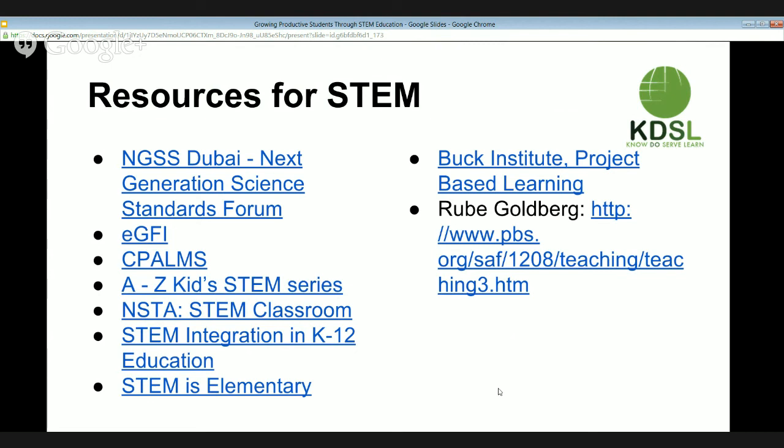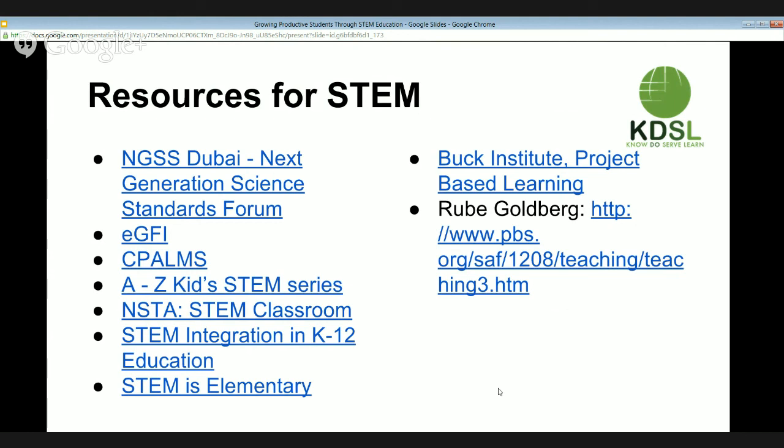NSTA STEM Classroom is a free service through NSTA. You do not have to be a member of the organization to access STEM Classroom, but this is actually a publication that they've been putting out since March of 2012, and it is published monthly. If you go to this website, they have all of the issues archived back to March 2012, and you can read the articles as well as look at the activities that go along with it. And those articles will give you a great deal of information to help you get started with this.